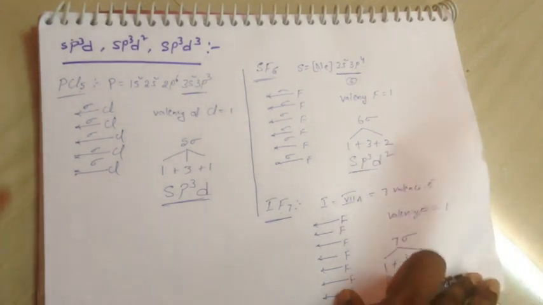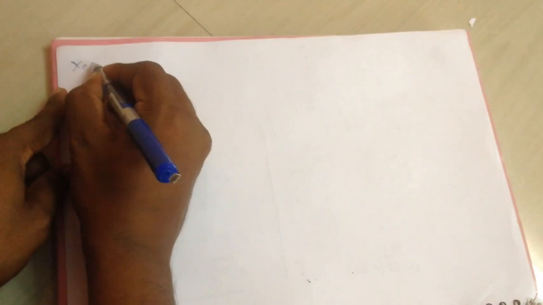Is it clear, students? Now I will give one more question for you, just to find out hybridization. See here, XeOF4, xenon oxyfluoride. So in this, how to find out hybridization? So what is the central atom here? Can you guess what is the central atom? Yes, xenon is a central atom.